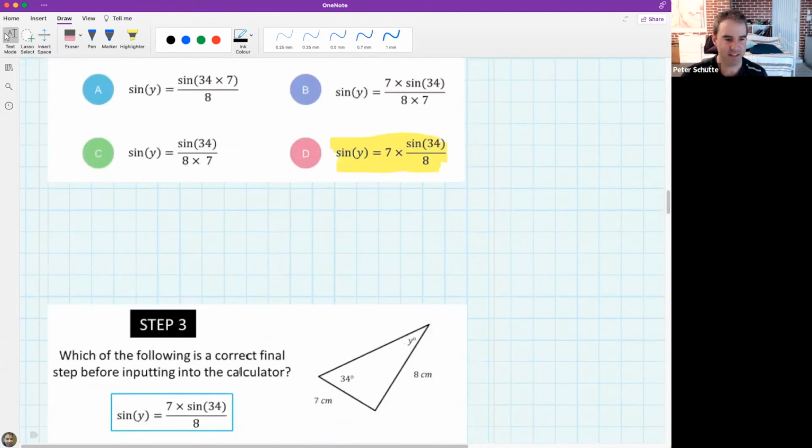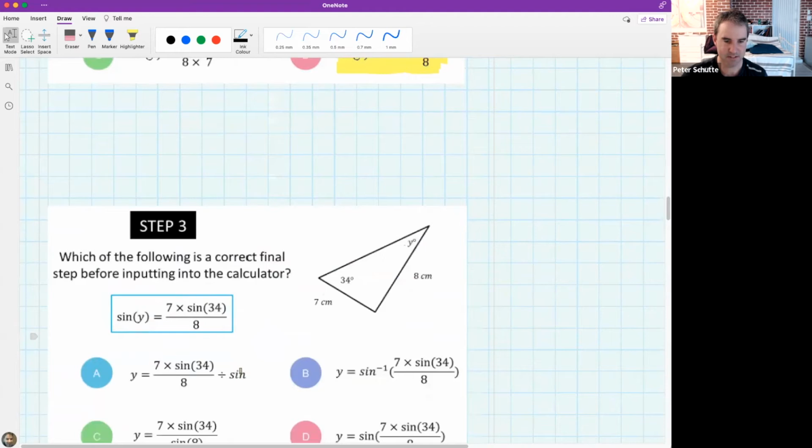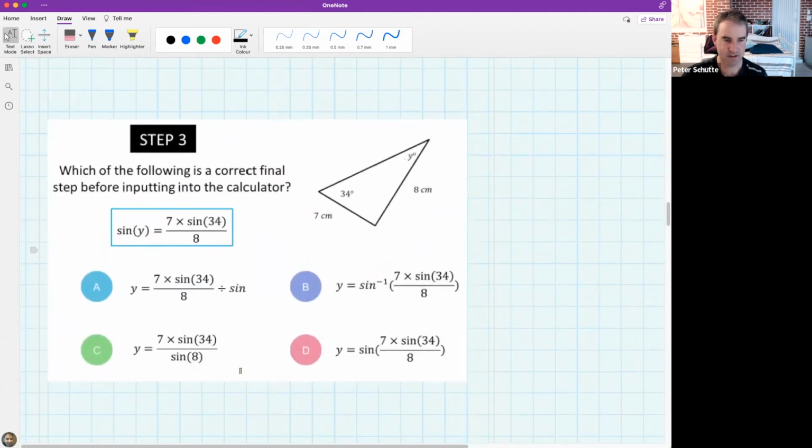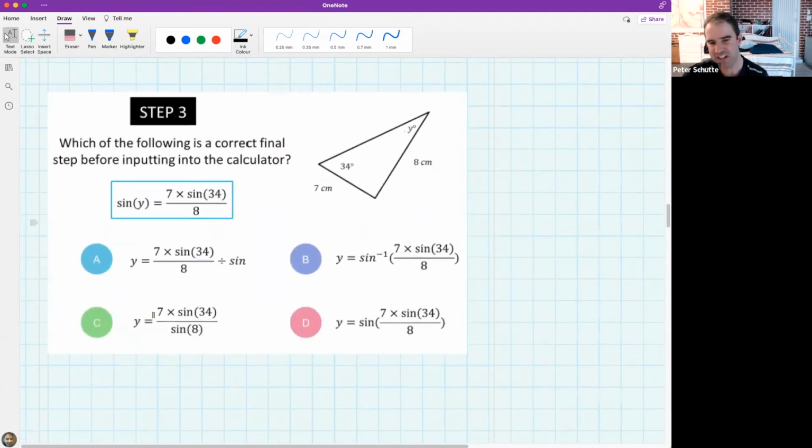Well, you know what? I think that this last bit, well, let's do it. Let's see if you can. It's good to see different ways of writing it, and also realize that if there are more words, it's not always more scary necessarily. So, which of the following is the correct final step to put into your calculator? Which of those options?